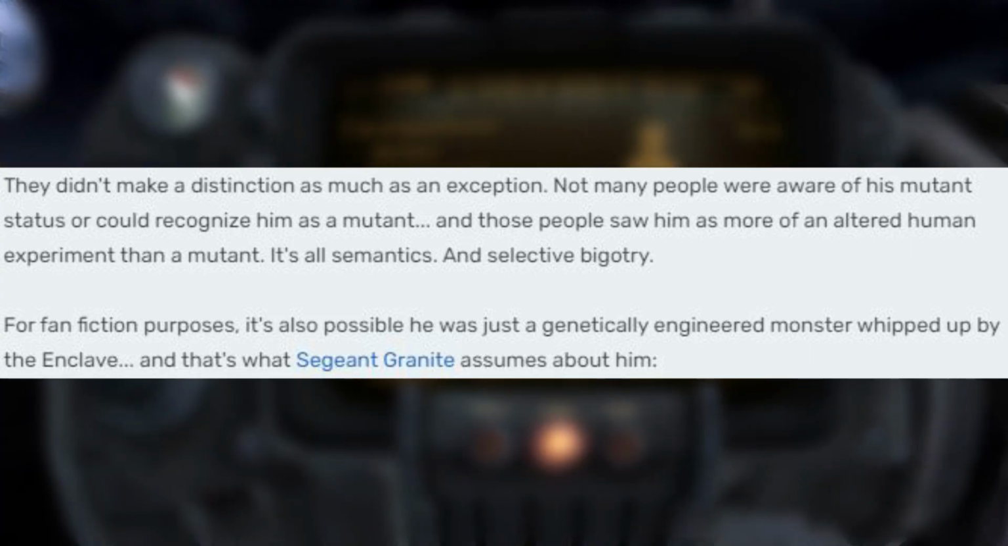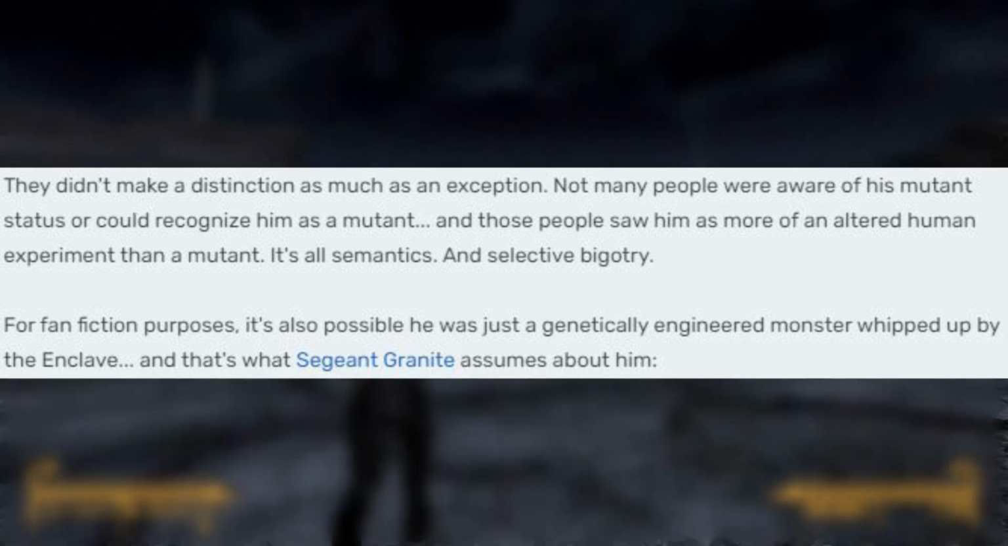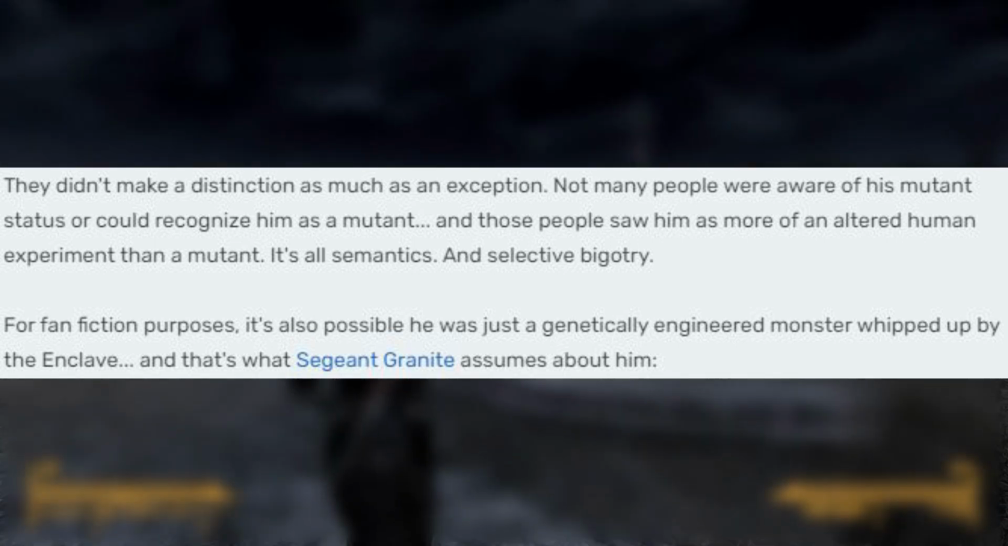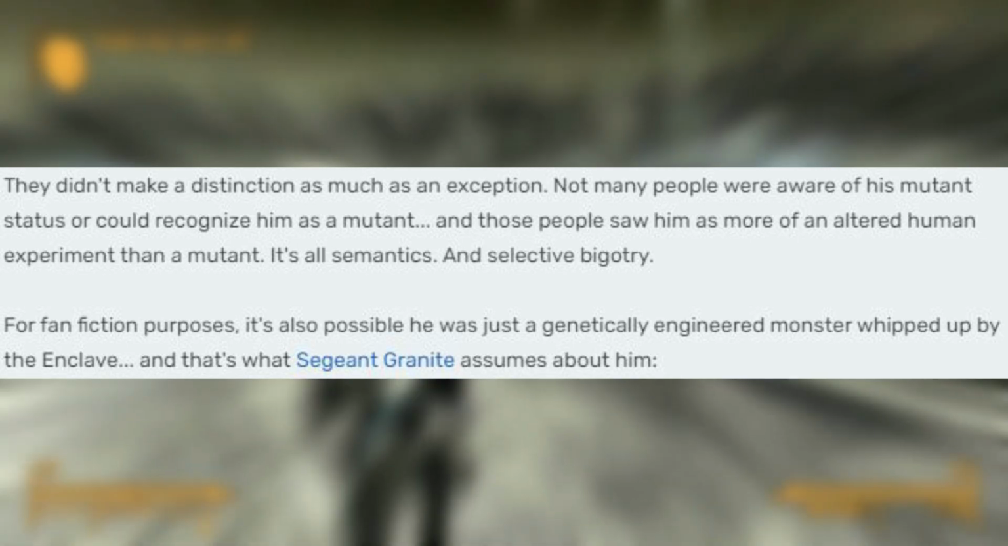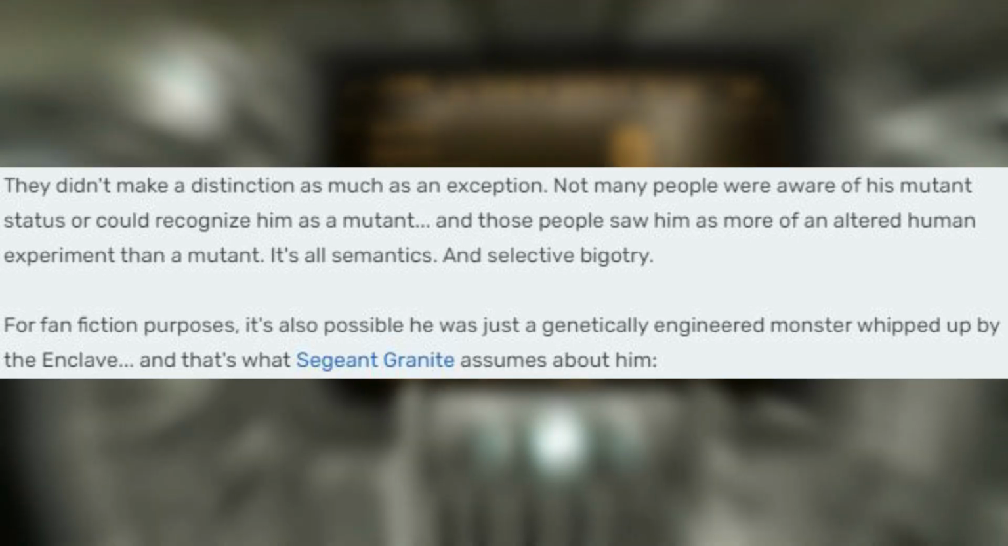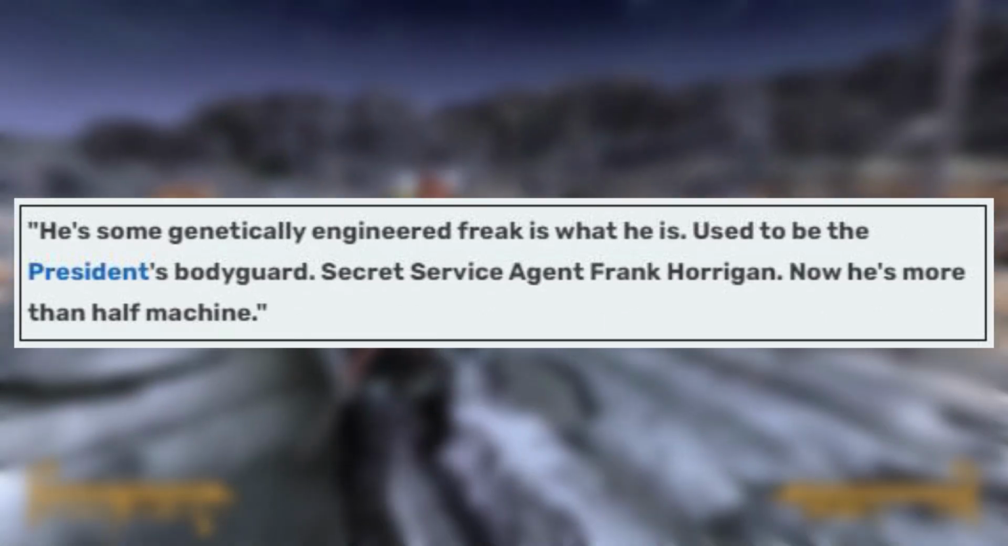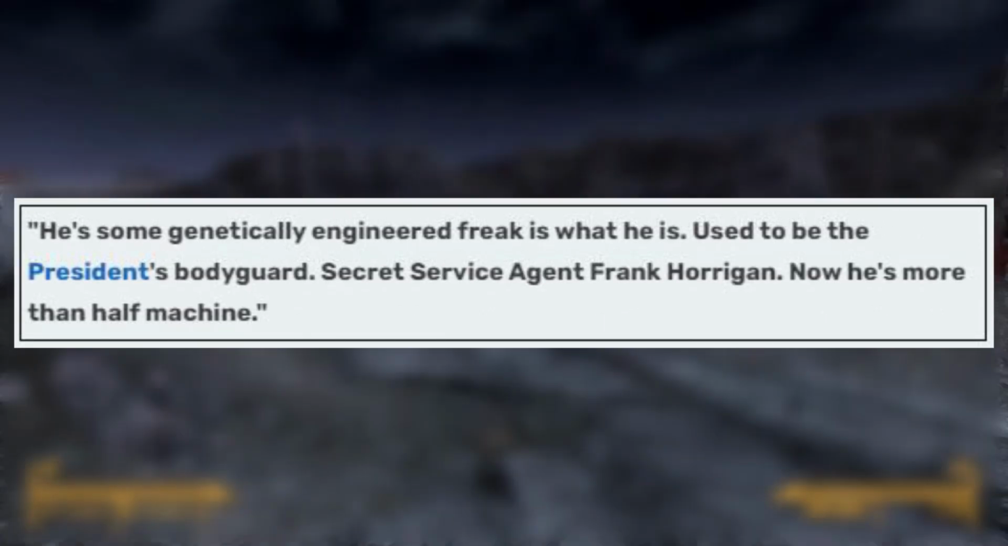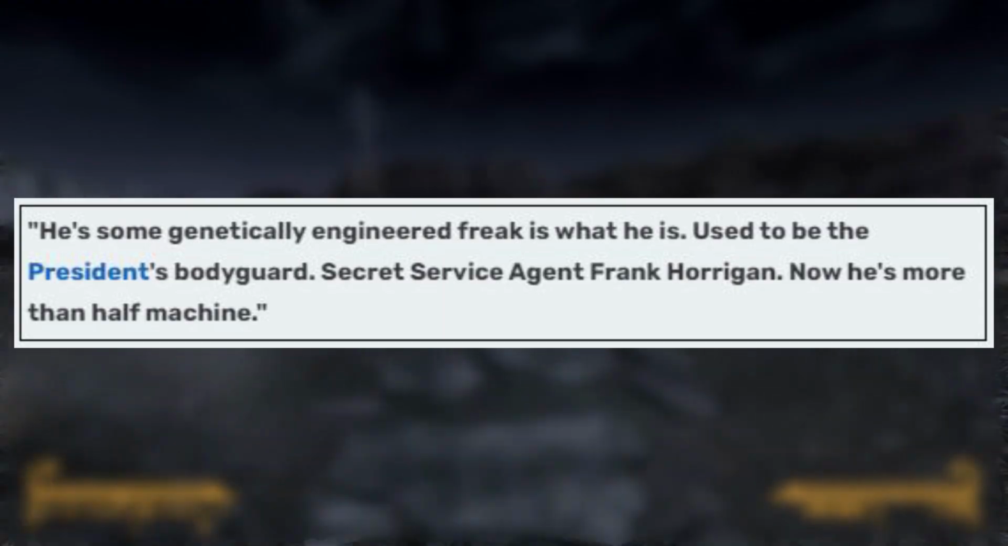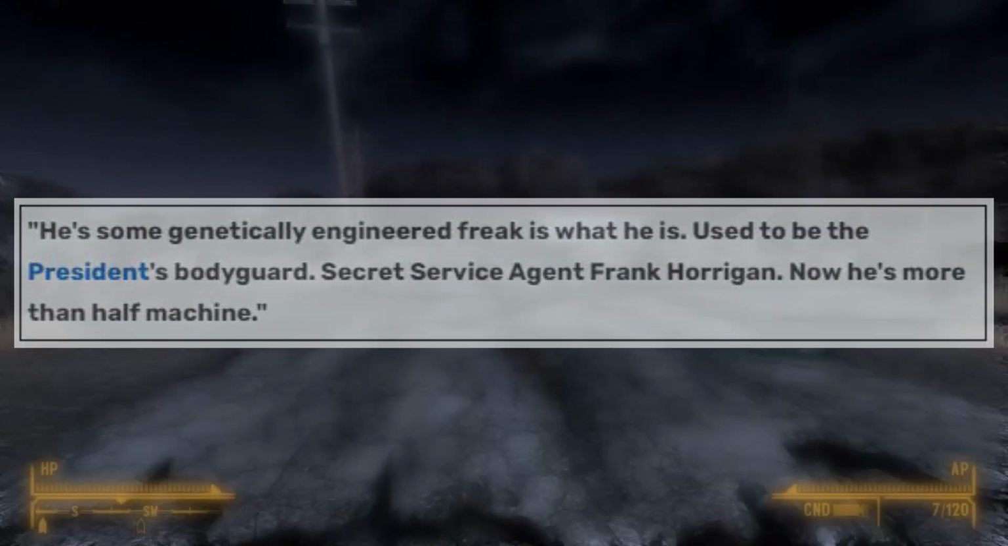It's all semantics and selective bigotry. For fanfiction purposes, it's also possible he was just a genetically engineered monster whipped up by the Enclave, and that's what Sergeant Granite assumes about him when he said, "He's some genetically engineered freak is what he is. Used to be the president's bodyguard. Secret Service agent Frank Horrigan. Now he's more than half machine."